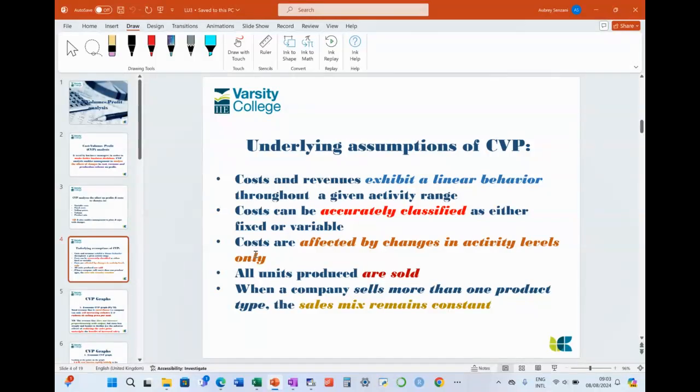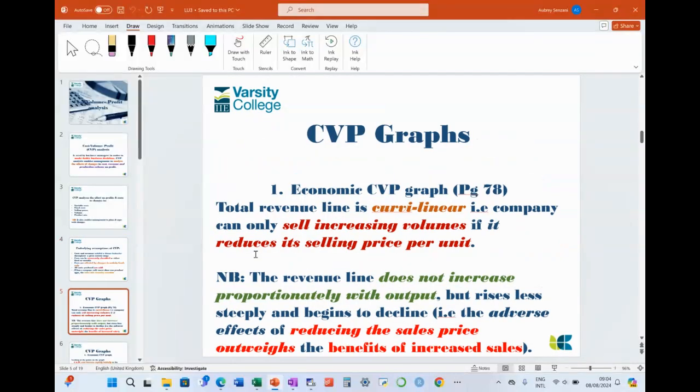Then costs are affected by changes in activity levels. We know the more we produce, the higher our costs will be because we have more variable costs. All units produced are sold. Another assumption that is somewhat unrealistic, because just because we produced it doesn't mean it's going to sell in reality, isn't it? Okay, when a company sells more than one product type, the sales mix remains constant. Another assumption that in reality might not be realistic. But those are the assumptions that we obviously make when it comes to cost, volume, profit analysis.